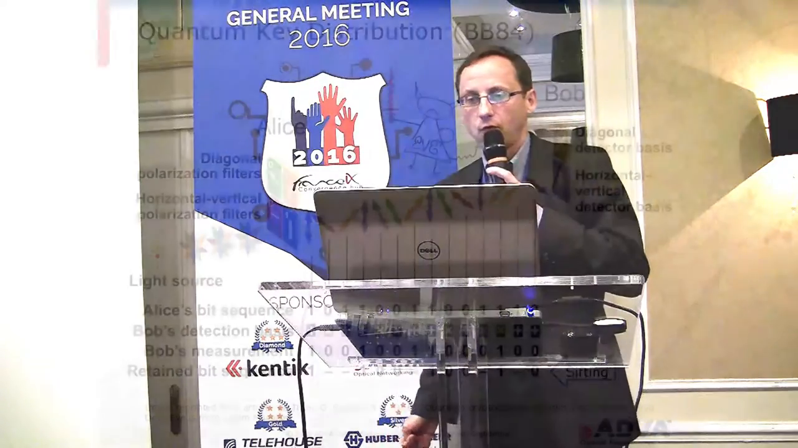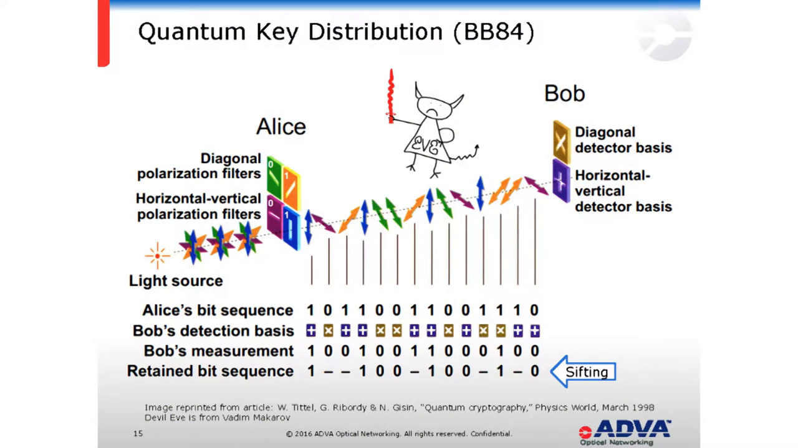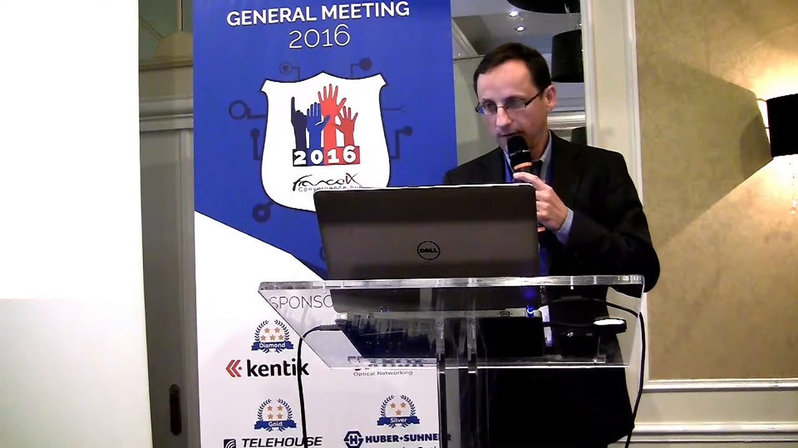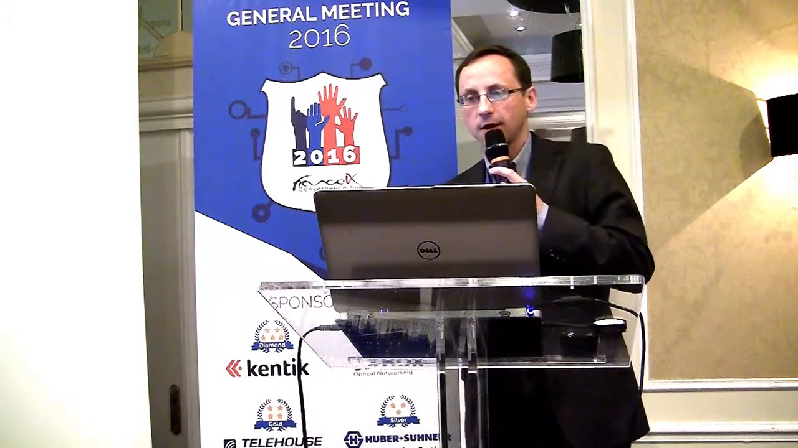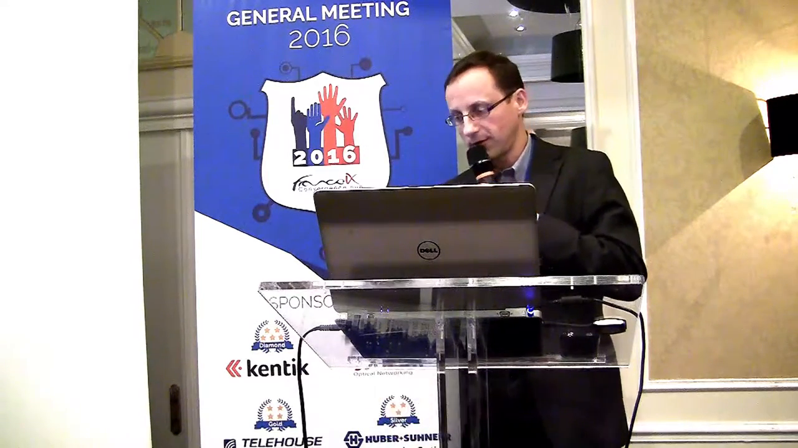And now if you think of an eavesdropper, that's a small devil called Eve here in the picture. So if Eve tries to eavesdrop on some of the information, then you will have the situation that the error rate is increasing, and you can detect Eve if you're crossing a certain error rate in this transmission.